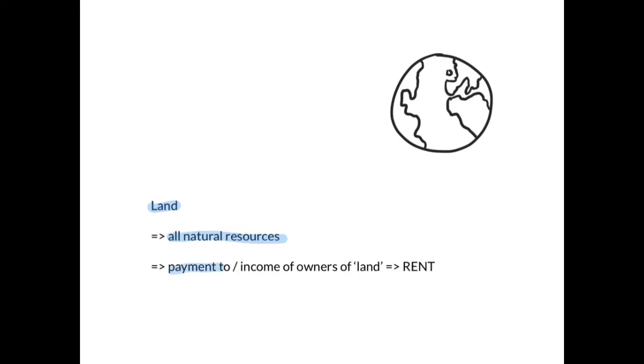The payment to, or the income of, the owners of land, people who own natural resources and contribute them to the production process, is called rent. Now, that's different to the conventional understanding of rent that most people have. So when an economist is talking about rent, they are talking about the payment to or the income of the owners of land. These are the owners of all natural resources used up in a production process.